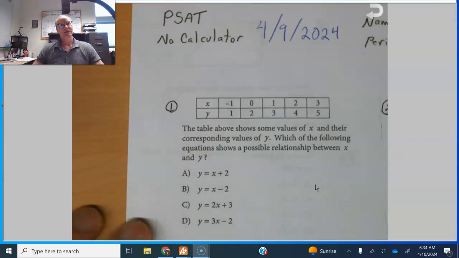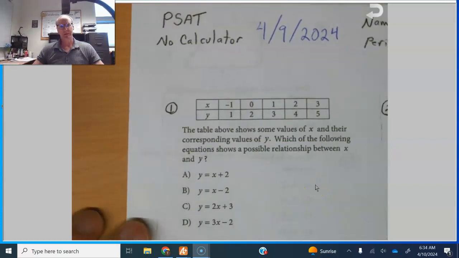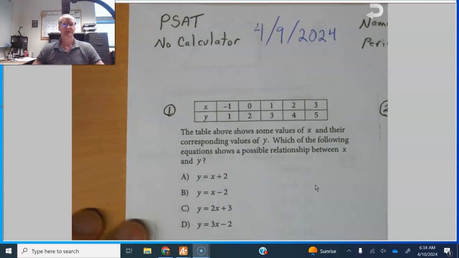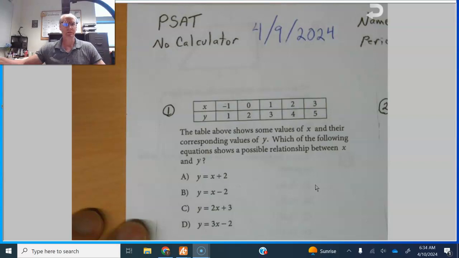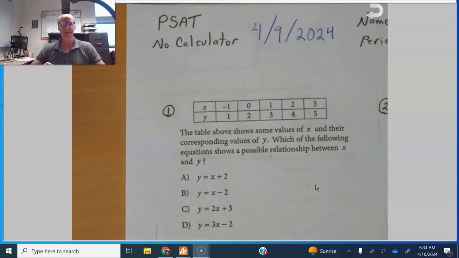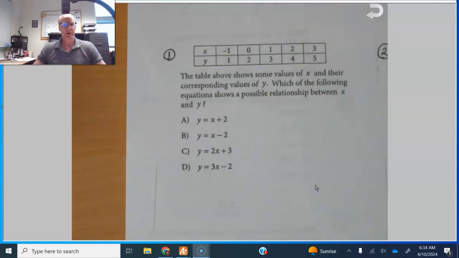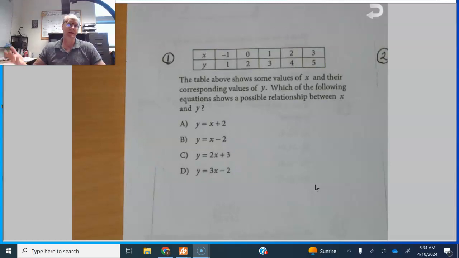Everybody, this is the PSAT. I cut it up and put it together so that I could put it on a single sheet. So this is the one I gave you when I had a sub on 4/9/2024. That was on a Tuesday. Anyway, I did not preview this, so I'm going to go through the problems as quickly as possible. Hopefully, I'll give you some good hit tips.